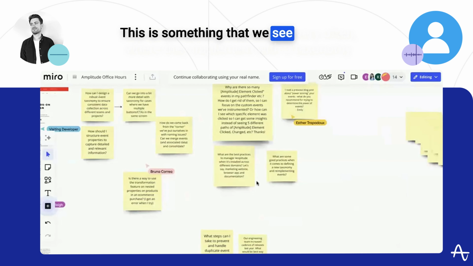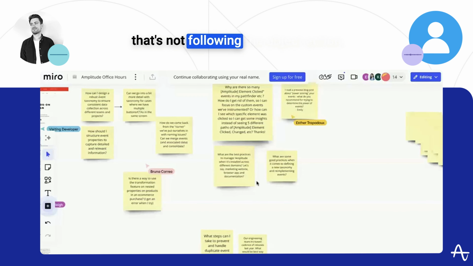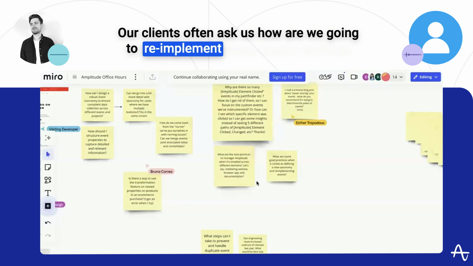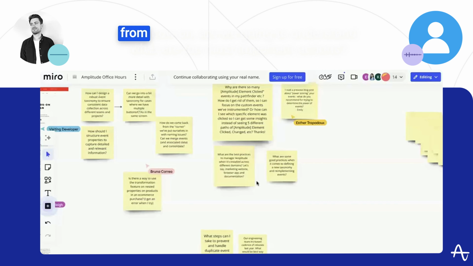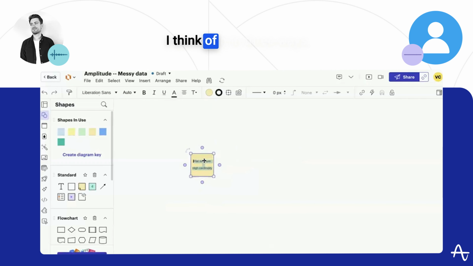This is something that we see very often, where they implement with a taxonomy that's not following the object action. Our clients often ask us, how are we going to re-implement these events, and how from now on we're going to understand what are the most important actions. I think of it in three ways.